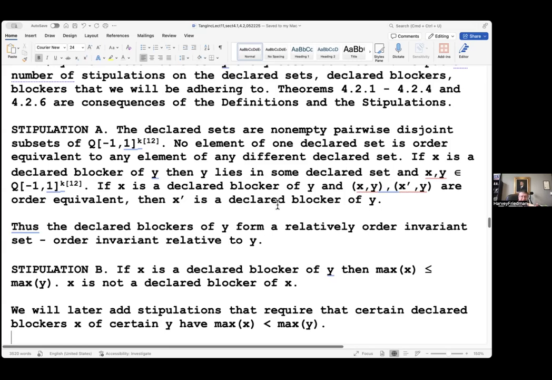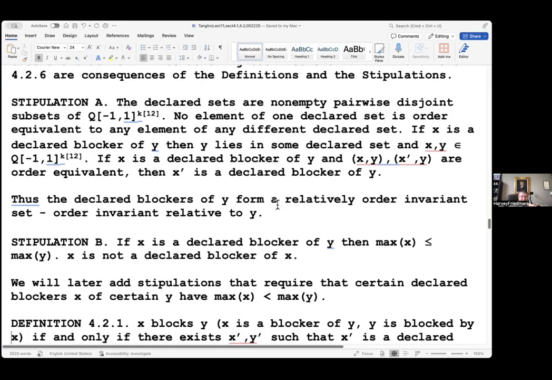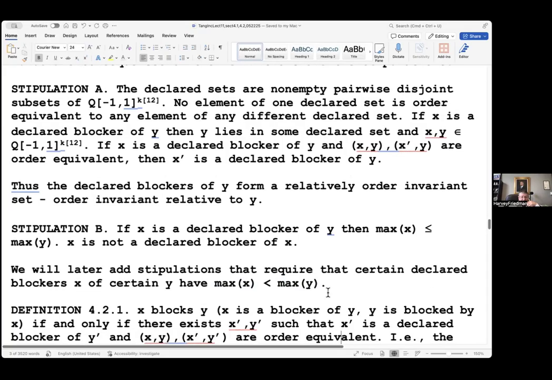If X is a declared blocker of Y, then max X is less than or equal to max Y. We're going to adhere to this. X is not a declared blocker of X. We'll later add stipulations that require that certain declared blockers X of certain Y have max X less than max Y. That's going to turn out to be very important. In other words, most of the time this is going to hold, but not always.